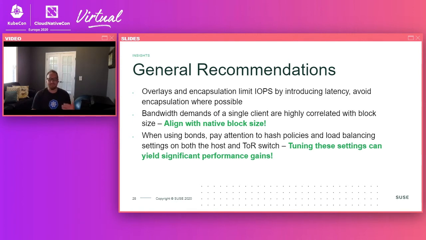When using bonds, again, pay attention to those hash policies. And some of these minute details, tuning these things can yield significant performance gains, and it may not always be obvious where your bottlenecks might be. So again, question everything. And this experience that we had with bonding is a perfect example of that. So with that, I want to hand it back to Mark to wrap things up.